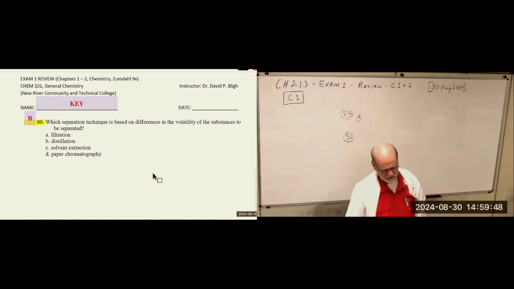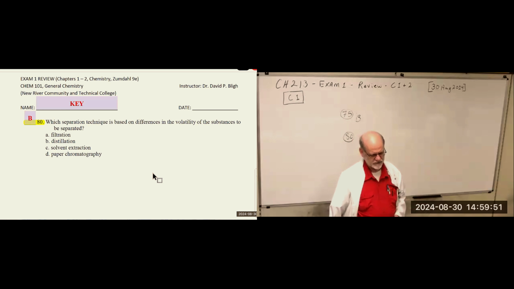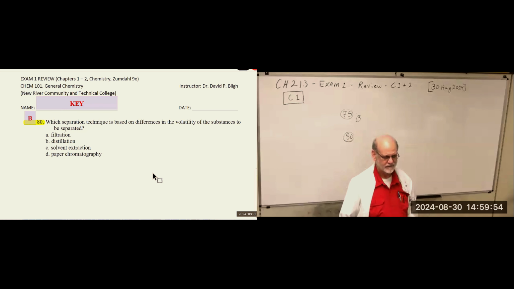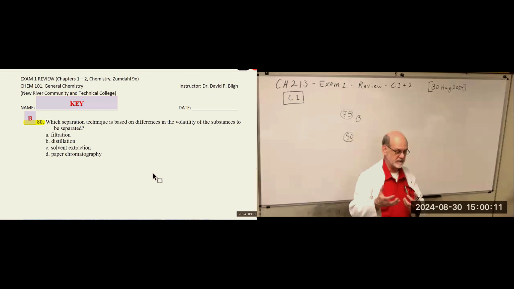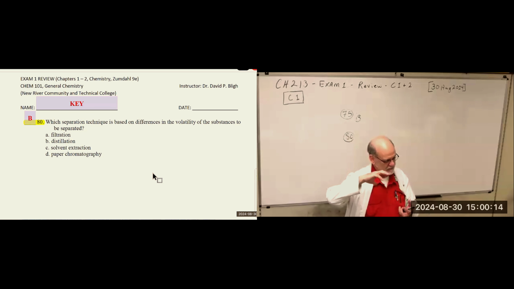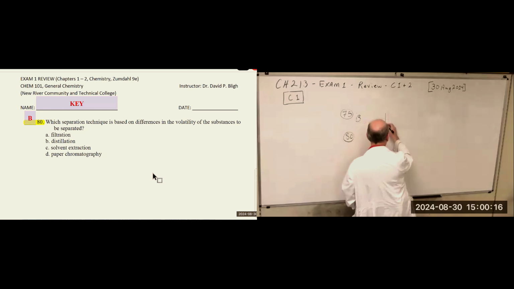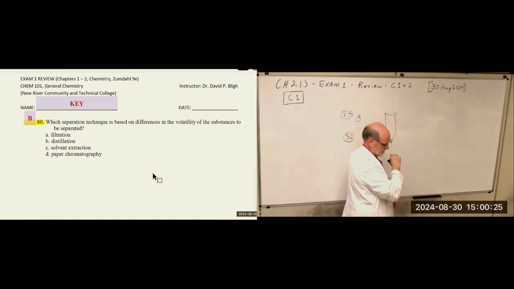How about the others? Solvent extraction. What's solvent extraction? If you have a mixture of chemicals and you have two solvents that you mix together, one of them contains the mixture in it and the other doesn't. But the second one is lighter. In other words, it floats on the other one.